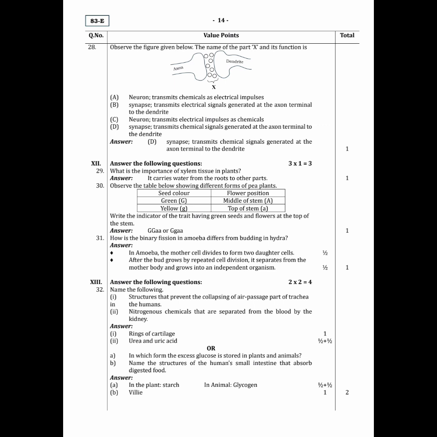12th main, answer the following questions. Question number 29. What is the importance of xylem tissue in plants? Answer, it carries water from the roots to other parts.